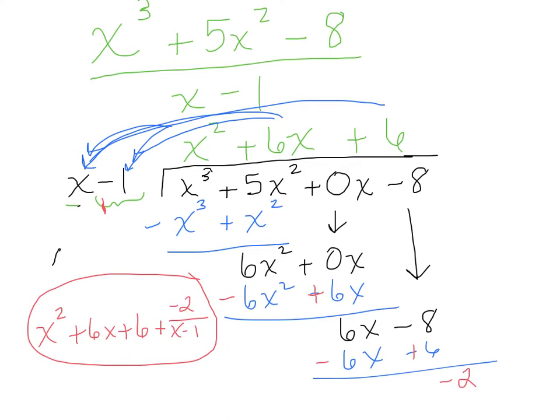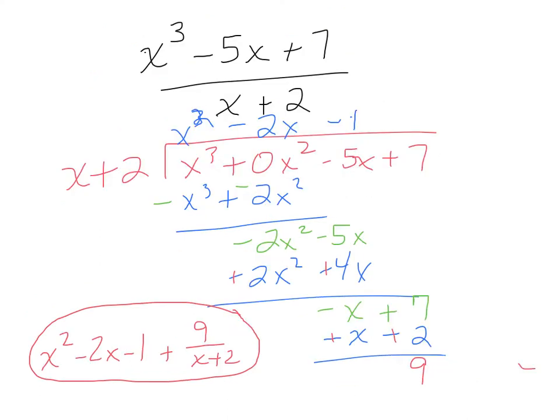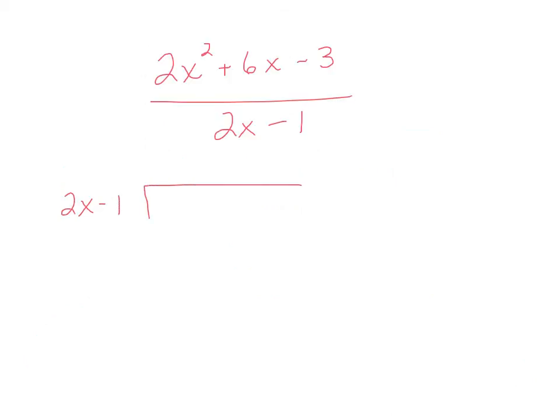Okay, I'm going to give this one to you. This is all you. Set it up the same way. We have nothing that we need to zero out because we have x squared, we have x to the first, and we have the constant. That's the number without a variable. So everything's set up. I can go ahead and start dividing.